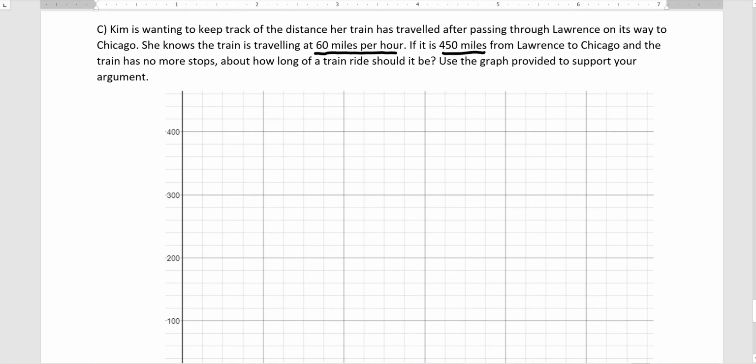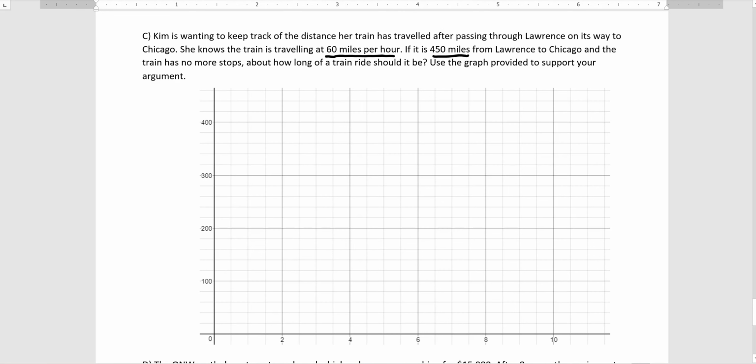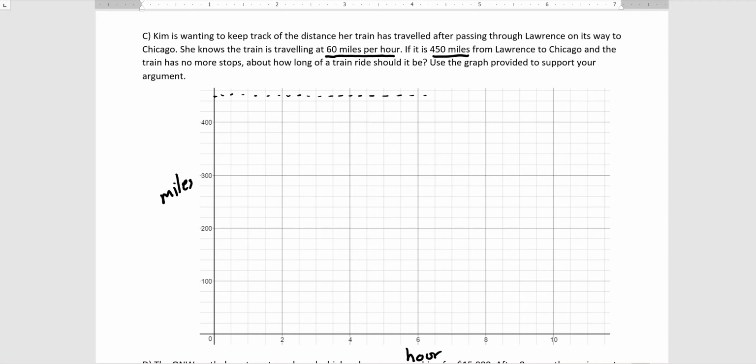All right, so I'm going to zoom out a little bit here so we can see the whole graph. 60 miles per hour for 450 miles. So we'll assume that these are our miles, these are our hours. So at 450, which would be right here, that's when she should be arriving in Chicago. So we want to know when our line is going to pass that dash line. Now our line is obviously going to start at 0, 0, because after no time she's traveled no distance.